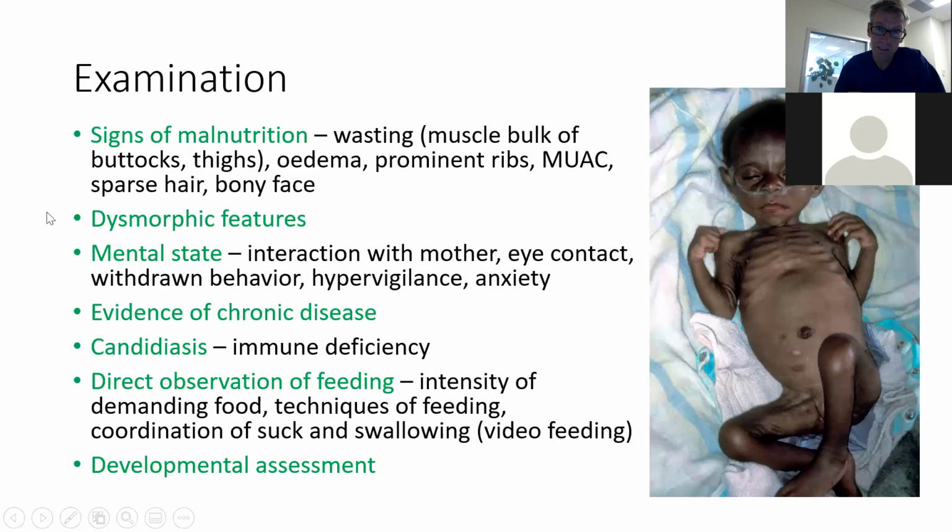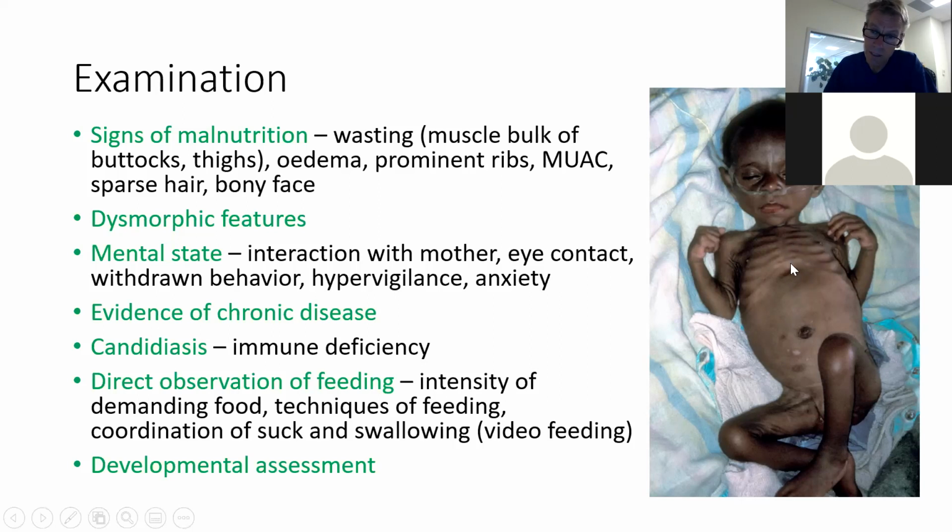When you're looking for the signs of malnutrition on examination, we're all familiar with these, I think, but we look particularly for muscle wasting. So look particularly in the thighs and the buttocks, where there's often wasting of muscles. Look for edema, especially the feet and the hands. You can see this baby has very prominent ribs, and that's not because he's got chest indrawing, but because the baby's got intercostal muscle wasting.